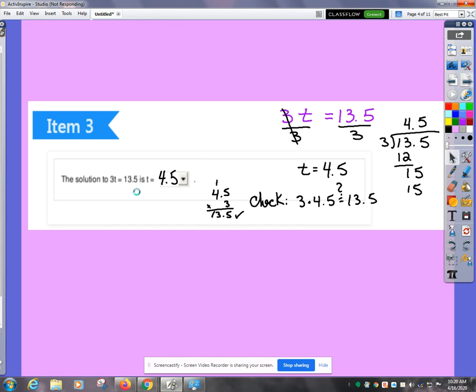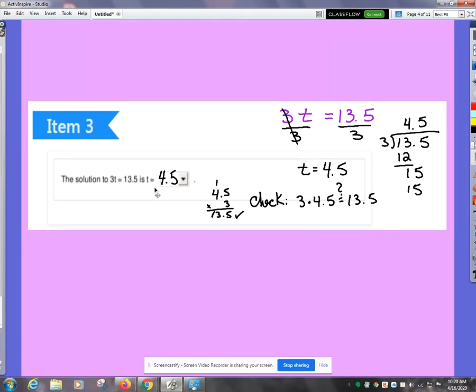Number 3, the solution to 3t equals 13.5. What's t? Well, 3t means to multiply. So we're going to use the inverse, which is divide. What we do to one side, we do to the other. We do some old school division with decimals, get 4.5. I did a quick check. 4.5 times 3 is 13.5. So 3 times 4.5 is 13.5. The answer is 4.5.